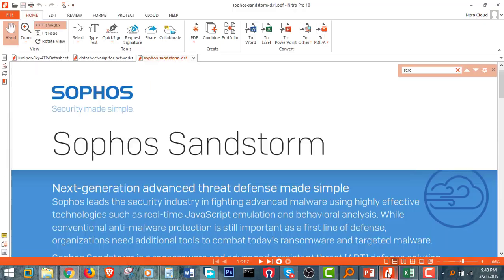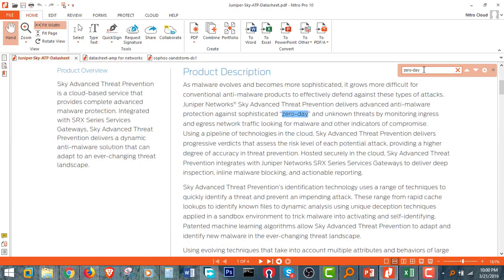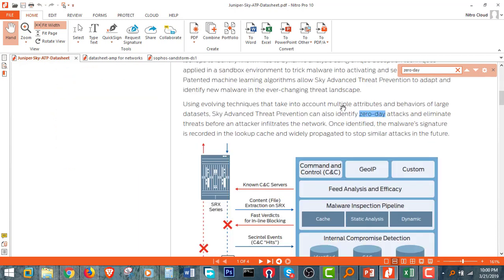So let's go back to the offerings. Amongst all the security offerings cited, there are certain things that are consistent throughout all of them. For example, they all have zero-day capabilities. Let me just quickly show you right now. Zero-day within Sky ATP, zero-day capability attacks.